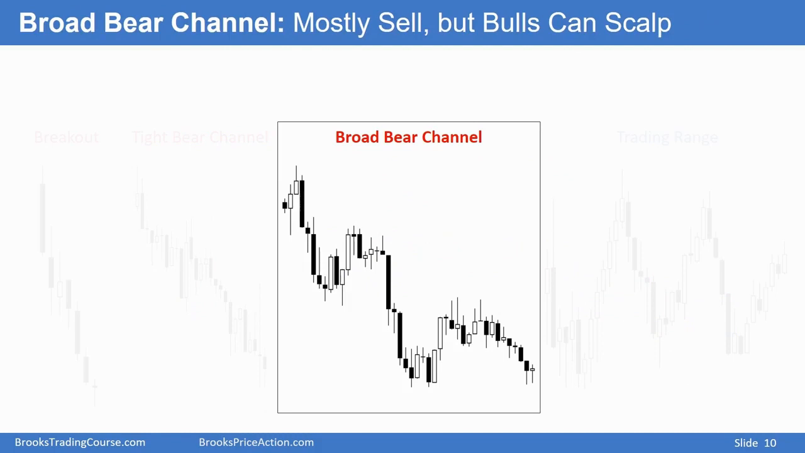A broad bear channel is a channel, and it's a bear trend. It starts in the upper left, goes to the lower right. It has lower lows, lower highs. But unlike a tight bull channel, here, pullbacks last 3, 5 bars, sometimes 10 or more bars. Sometimes there are trading ranges within it, triangles, trading ranges. And sometimes the market reverses up strongly enough to be always in long.